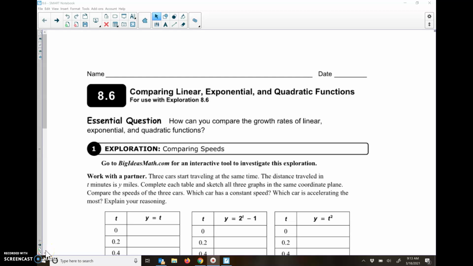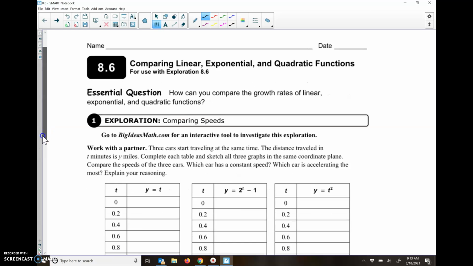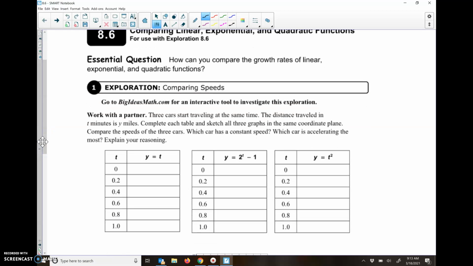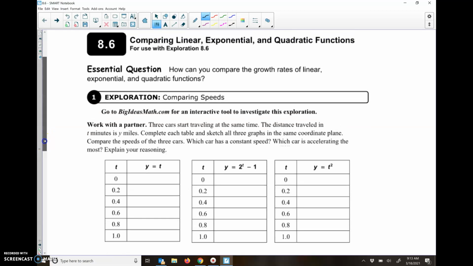Hello everyone, this is Mr. Molo for lesson 8-6, comparing linear, exponential, and quadratic functions. So for this lesson, we pretty much just need to say if the table or equation is linear, exponential, or quadratic. So let's go over what that means and what that looks like.